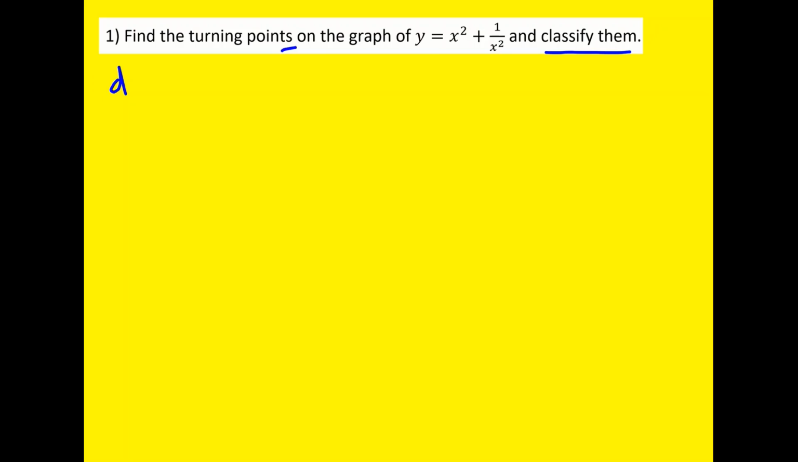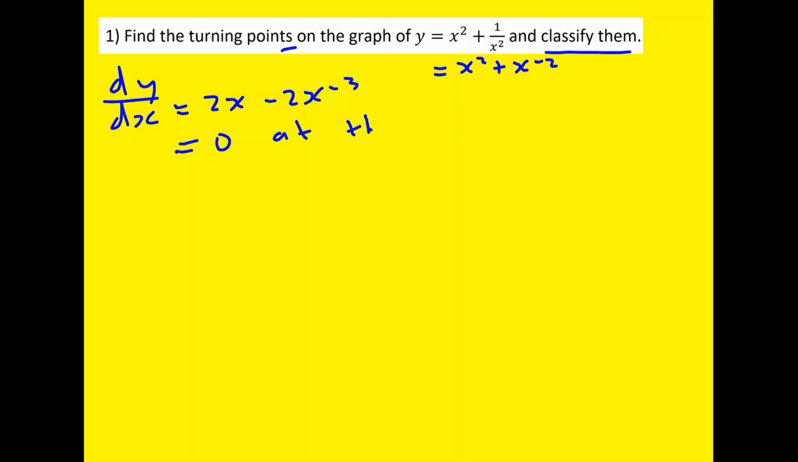Okay, first things first, we need to write it as x squared plus x to the minus 2, so it's all x to the power of something. Then we find the first derivative, which is this. Okay, and then say that it's equal to 0 at the turning points. Now we've got an awkward equation to solve. It's not that awkward. Okay, first things first, I'm going to write it back using index notation.